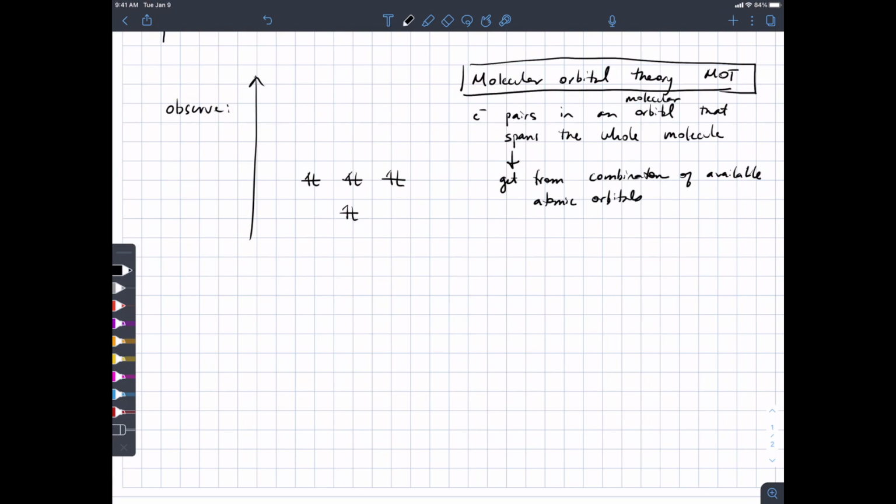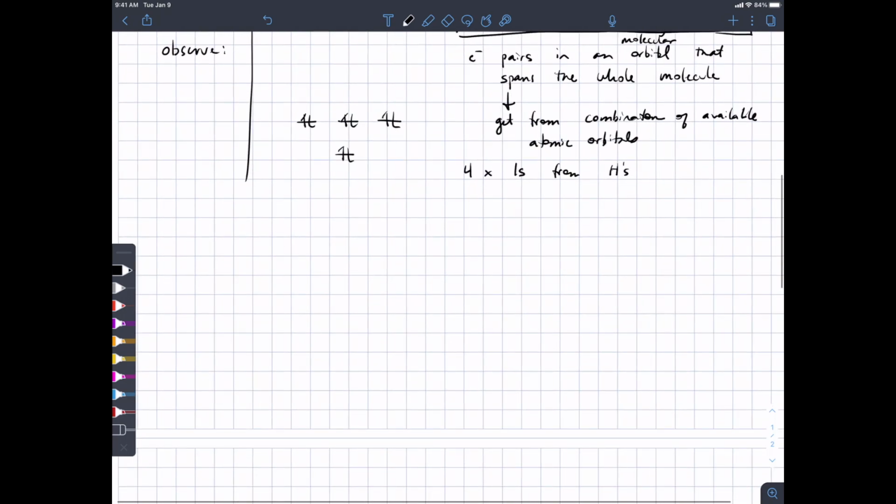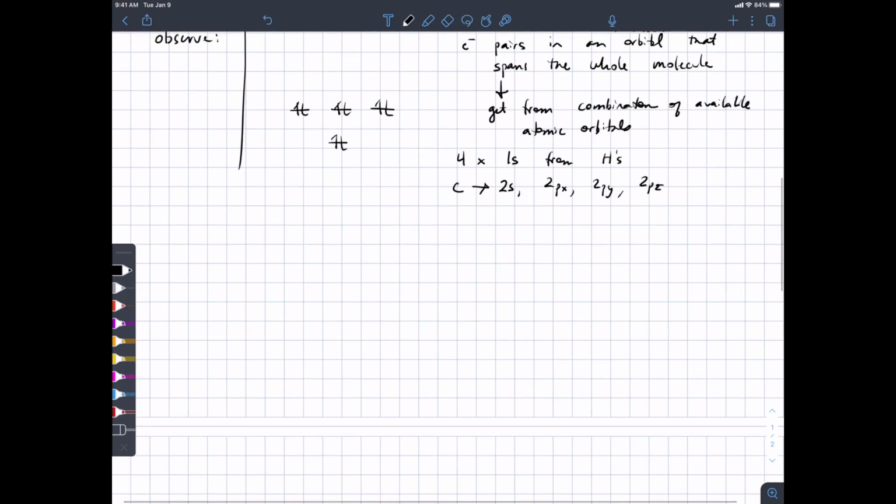So if we think about what's available, we have 4 of the 1s orbitals from the hydrogens. And then we have a 2s orbital, 2px, 2py, 2pz from carbon. So let's imagine making a molecular orbital that spans the whole molecule. I'm going to draw this conceptually. I'm going to keep our lines so that we can see where the hydrogens are.